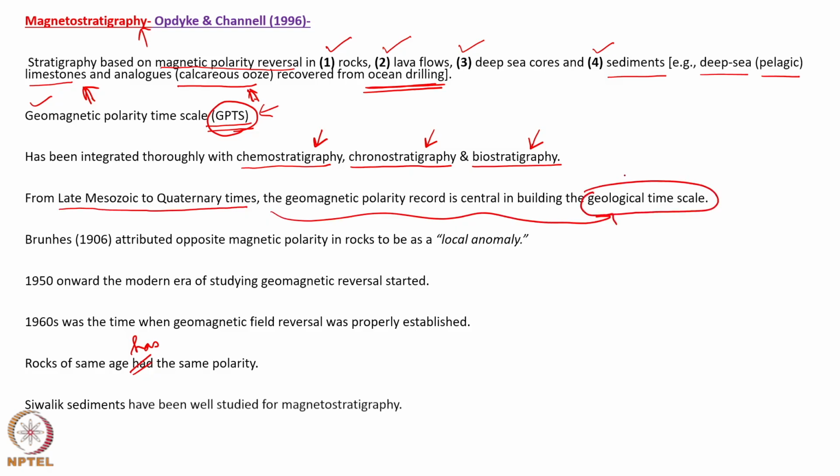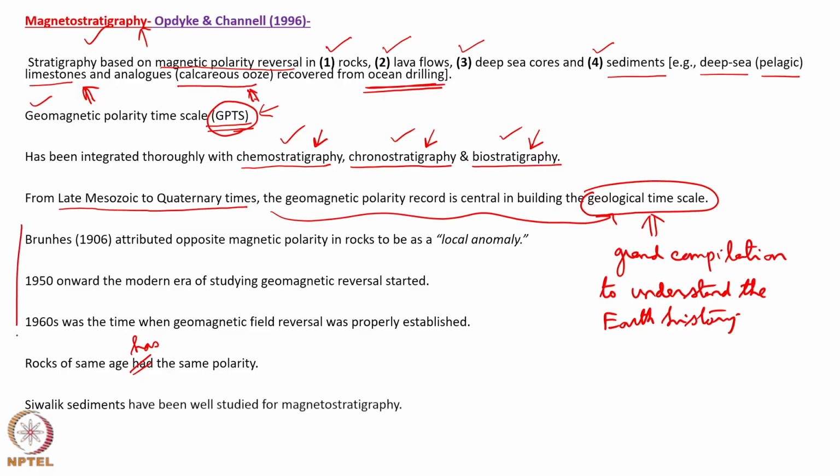So, the geological time scale, which I have already presented, has integrated magnetostratigraphy, chemostratigraphy, chronostratigraphy and biostratigraphy. We can call it a grand compilation to understand the earth history. If we look into the history of magnetostratigraphy, Brunhes as early as 1906 attributed opposite magnetic polarity of rocks to local anomaly. The explanation was not very clear cut why the magnetic polarity reversal is found within the rock.